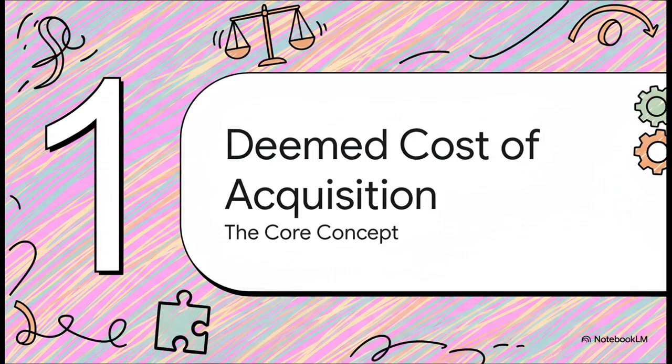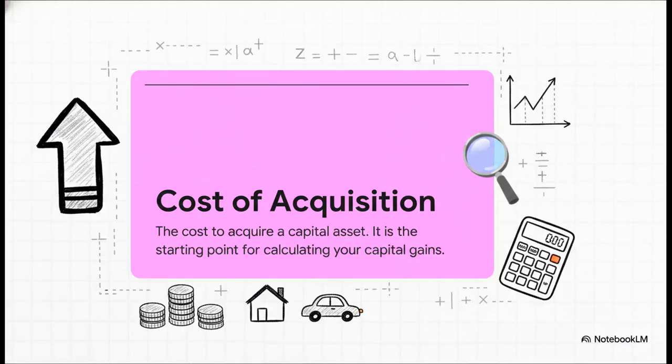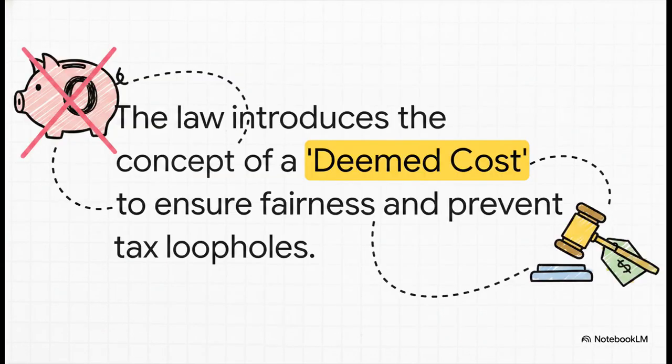All right, first things first, let's really get to the heart of this idea, the deemed cost of acquisition. In most cases, the cost of acquisition is super straightforward, right? It's simply the price you paid to get the asset. That's your starting point. You take that cost, subtract it from your sale price, and boom, you've got your capital gain or loss. Pretty simple. But what happens when you didn't actually pay for it?